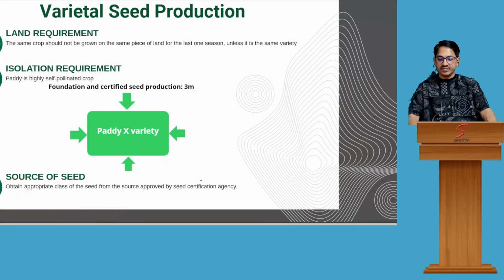The third basic requirement is source of seed. Friends, the seeds must always be obtained from an authentic source, which is approved by the seed certification agency. It may be from reputed agricultural universities or the seed certification agency.